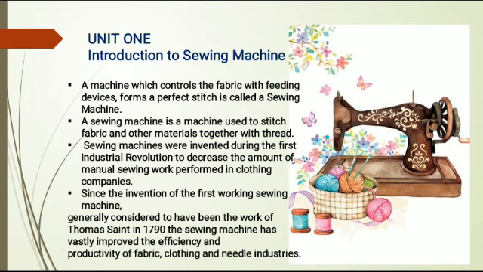We have the second definition also, that a sewing machine is a machine used to stitch fabrics and other materials together with a thread. We can say a machine used to stitch fabric. It may be two or three pieces of fabric, different fabrics, and other materials together with a thread.